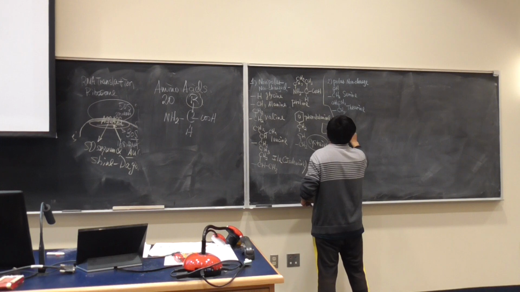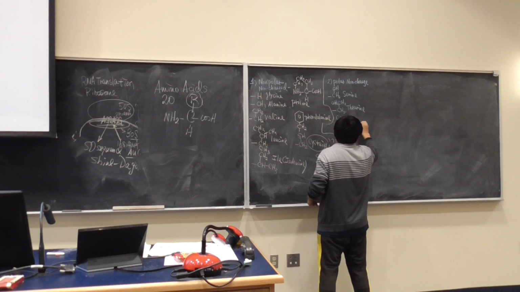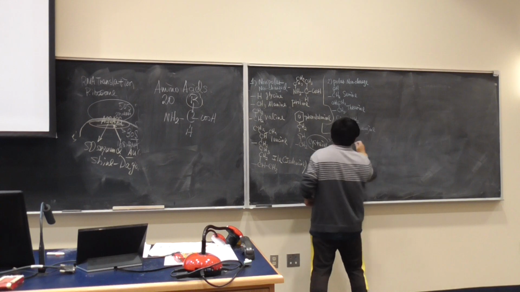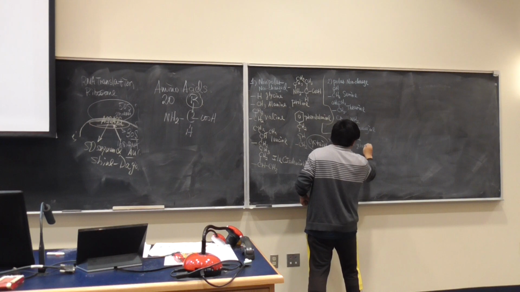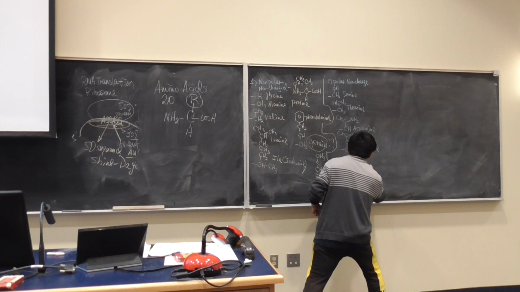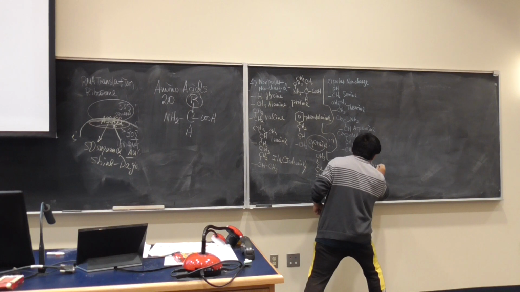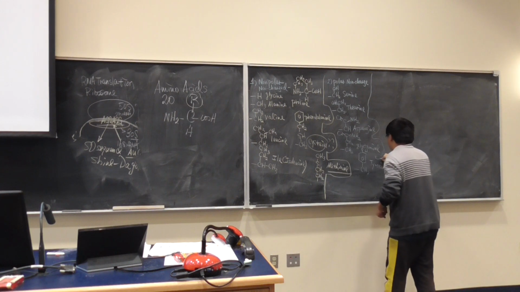Then we go CH, NH2, this is asparagine. Then we go CH2, CH2, then we go C, this is glutamine. Then the last one is CH2, this is tyrosine. This is the group which is polar non-charged.